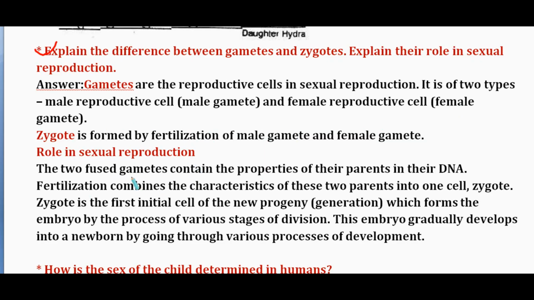Role in sexual reproduction: the two fused gametes carry the properties of their parents in their DNA. Fertilization combines the characteristics of these two parents into one cell, known as the zygote. The zygote is the first initial cell of the new progeny generation, which forms the embryo through various stages of division. This embryo gradually develops into a newborn by going through various processes of development.